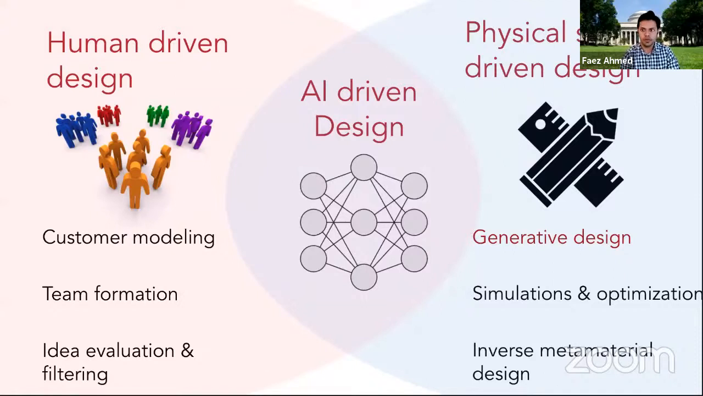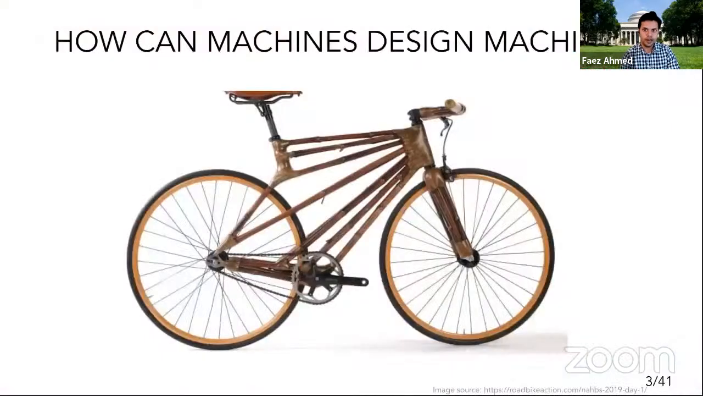Just a quick intro about myself. I lead the Design, Computation, and Digital Engineering Lab at MIT in Mechanical Engineering, where we work at the intersection of human-driven design as well as physical sciences-driven design. On one side you have things like how do you model customers and how do you understand teams. On the other side, you have simulations, optimization, generative design, and so on. Today, I'll talk about design synthesis. And the key motivation for our talk is: how can machines design machines?